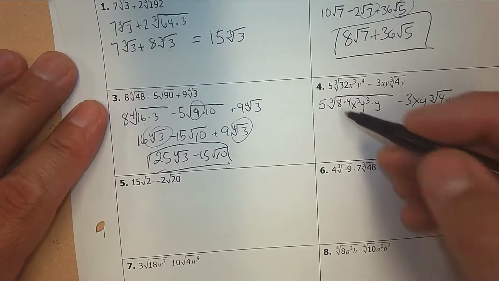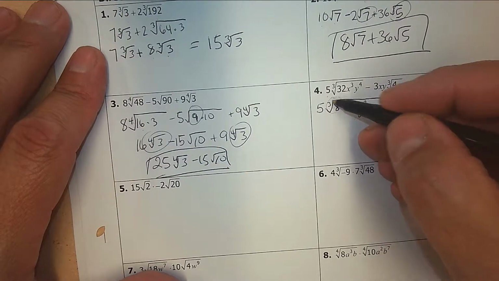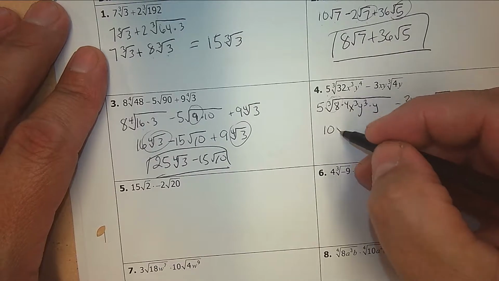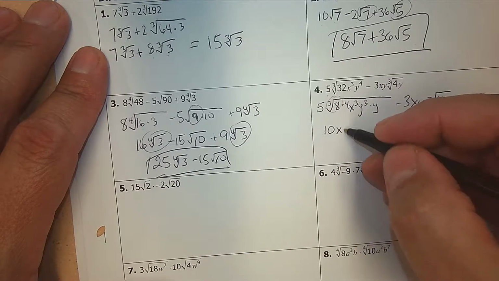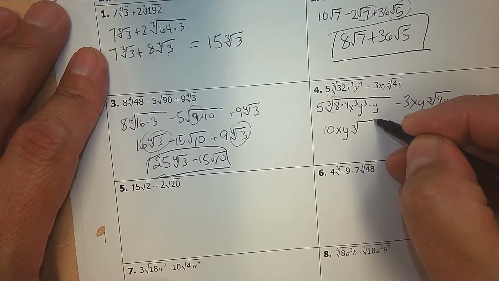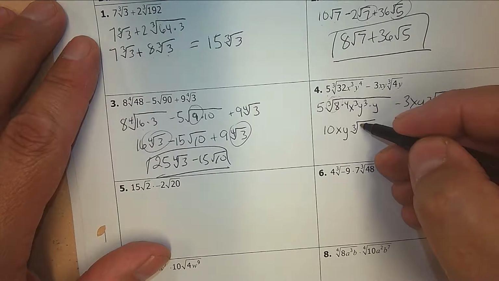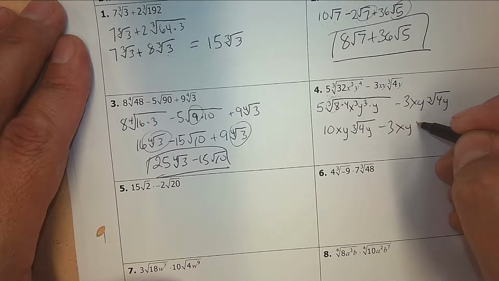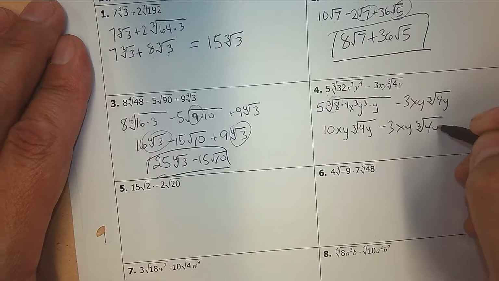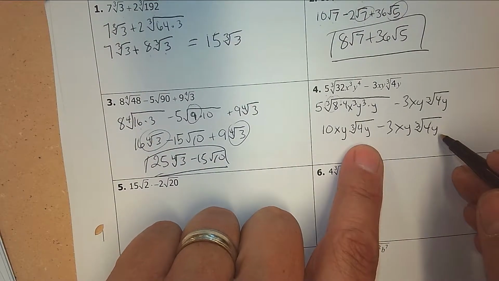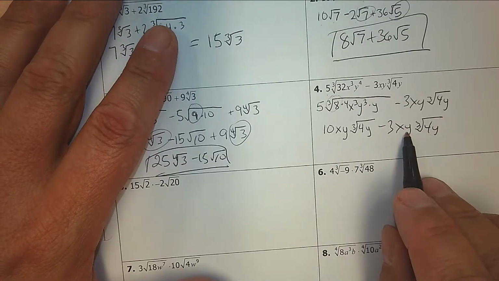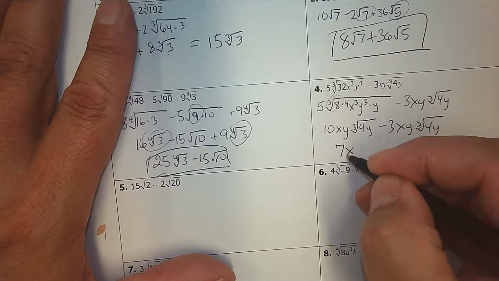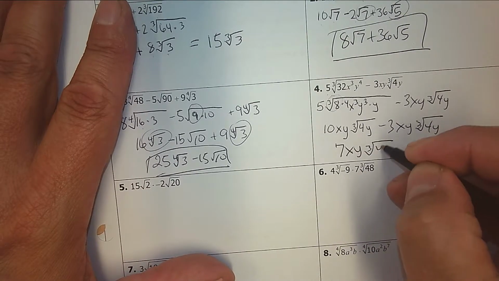But let's simplify the first one. So the cube root of 8 is 2, and 2 times 5 is 10. 3 divided by 3 is 1x, and 3 divided by 3 is 1y. And then what's left over? That would be 4 and a y. Now these have to match exactly in the radical part, and they do. Both are the cube root of 4y. So then I can subtract like terms. 10xy, subtract 3xy, that would be 7xy, and the cube root of 4y.